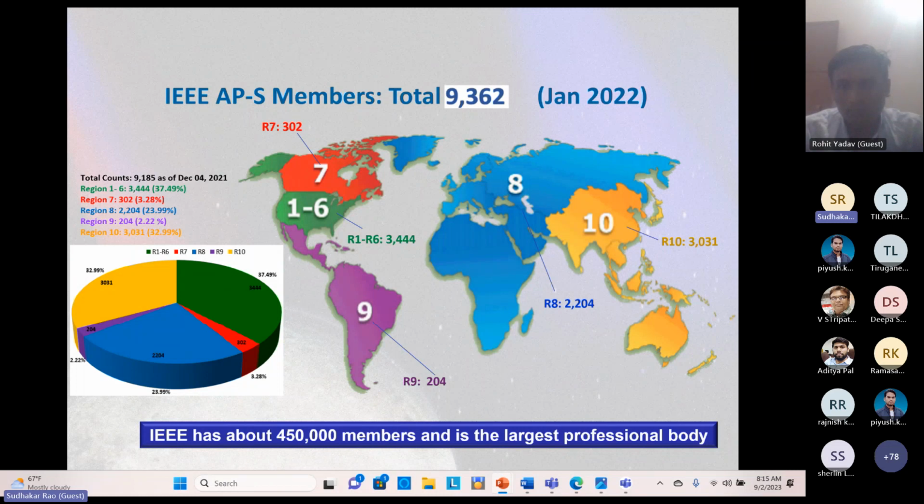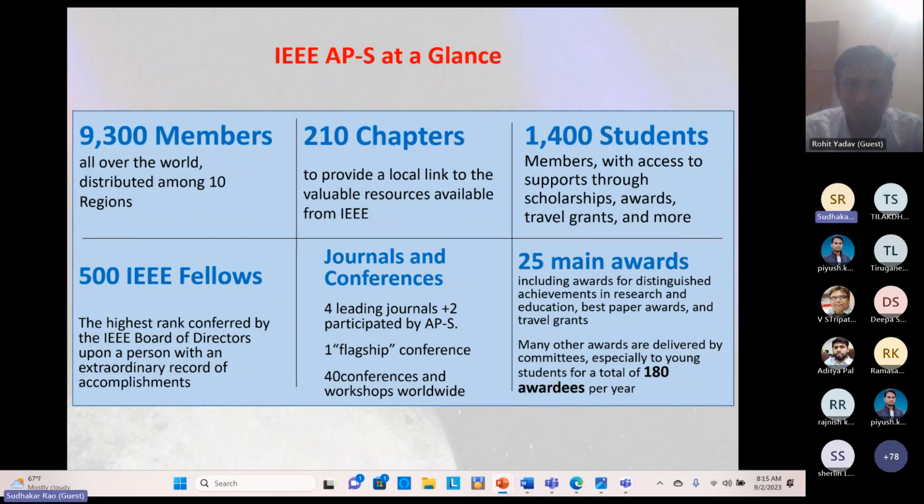So total IEEE has about 500,000 members. It's the largest professional body in any field. So it has 210 chapters, 1,400 student members, and 500 IEEE fellows. And it has 4 leading journals, IEEE Transactions, Antennas and Propagation Magazine, and AWPL, Antenna Wireless Letters. And then it has 1 flagship conference, which is IEEE APS-RC conference held every year in the month of July. So there are 40 conferences IEEE supports and workshops worldwide. So if you're organizing any conference in India, I think it supports 2 major conferences, which is MapCon and VAMS. So you can attend those conferences and present papers as well.